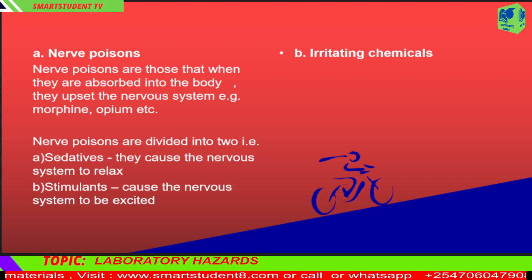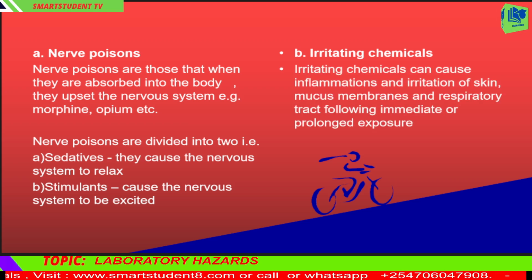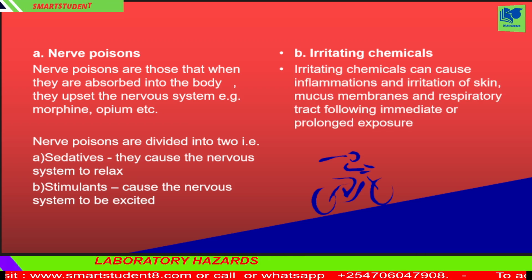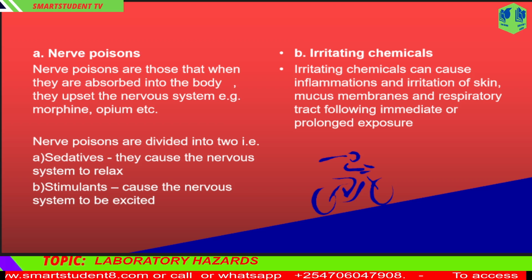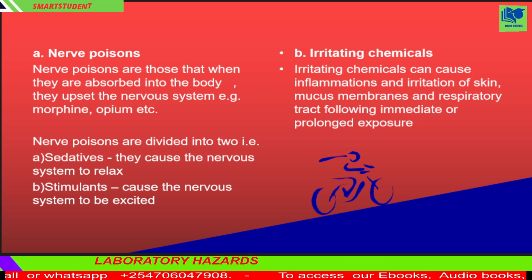D. Irritating chemicals. Irritating chemicals can cause inflammations and irritation of skin, mucous membranes and respiratory tract following immediate or prolonged exposure. All chemicals in the laboratory should be regarded as poisonous, including distilled water.